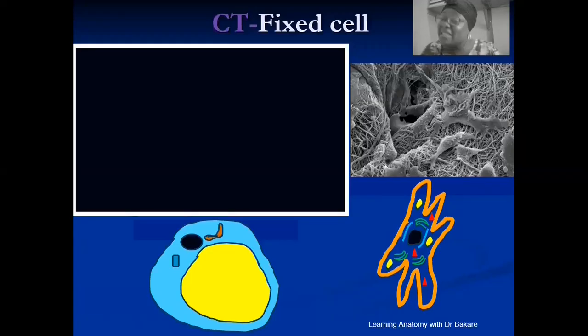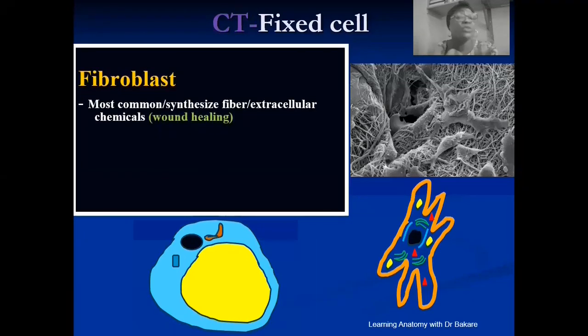So first, the fixed cells, we say that we have the fibroblast. The fibroblast is the most common type of cell seen in the connective tissue. What they do basically is to synthesize the extracellular matrix. So you see them producing the fibers that are embedded within the extracellular matrix and also the extracellular chemicals. These fibroblasts are also responsible for the healing process.